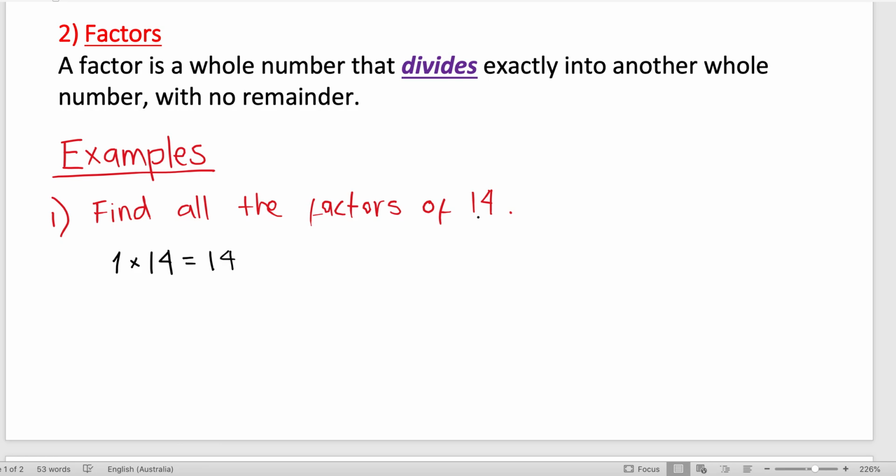Can I divide it by 2? Yes, I can. So 14 divided by 2 is going to be 7. So I go and say 2 times 7 is going to be equal to 14. Beautiful. Then, is it divisible by 3?